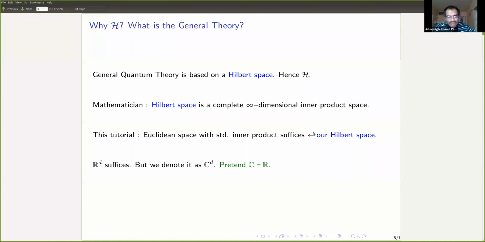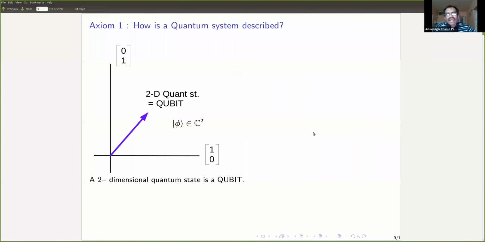A qubit is just a 2-dimensional quantum system. In other words, a quantum system in a 2-dimensional Hilbert space, or a 2-dimensional inner product space, is a qubit. So a 2-dimensional quantum state is a qubit. There are 2 special qubits. This is denoted as ket 0, and this is called ket 1. Ket 0 is the vector 1, 0, and ket 1 is the vector 0, 1.